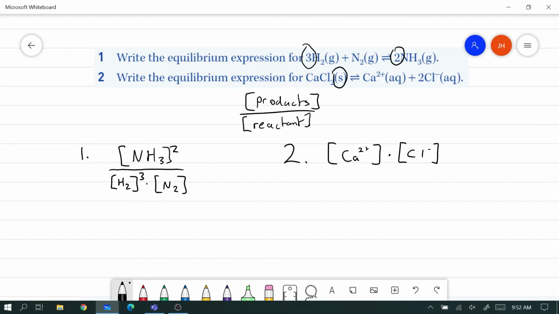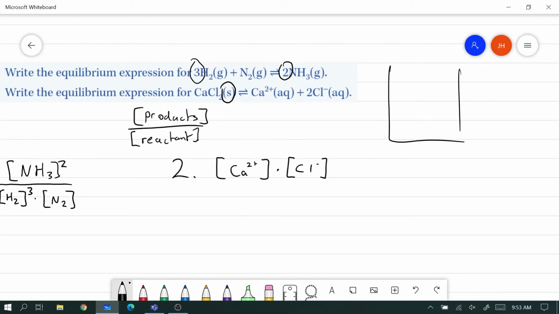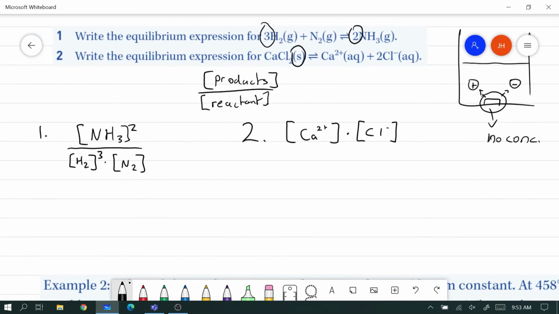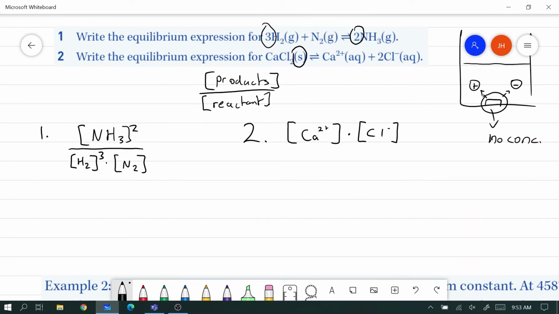But what we should notice is that the calcium chloride is solid. So it can't have a concentration within the container that this solid is in. So what we'd be assuming for a reaction like this is that you'd have a container, maybe it's a beaker, there's water in it, and you've got your solid calcium chloride sitting at the bottom, and it's going out and forming ions in solution. Now that solid that's sitting at the bottom has no concentration like the ions do, so we don't put it in the equilibrium expression.